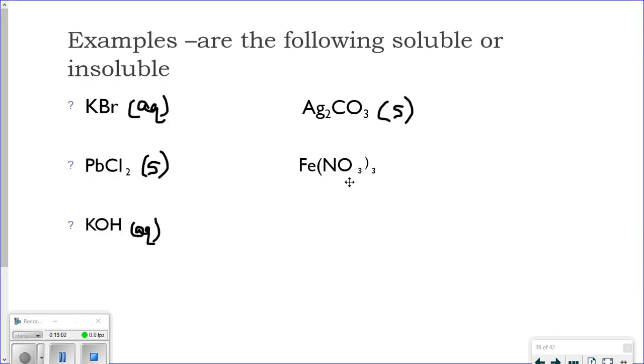Now our last one, we have iron 3 nitrate. If you look at that first rule on your soluble list, all nitrates are soluble, so this will be an aqueous solution. So remember, whenever you're looking at these solubility rules, you want to pay attention to that anion that shows up.